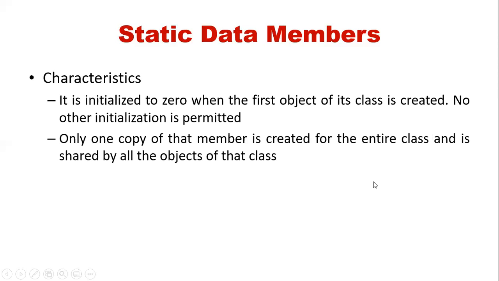The second characteristic is that only one copy of that member is created for the entire class, and it is shared by all the objects of that class. A static data member has only one declaration inside the class. One copy is created for the entire class and shared by all its objects. As you know, objects are nothing but variables of a class, so they consist of whatever the class contains.